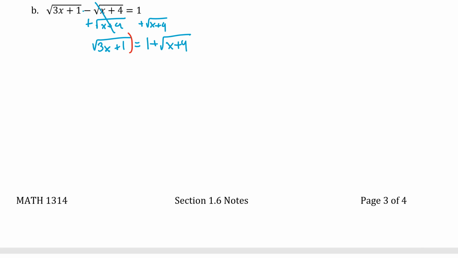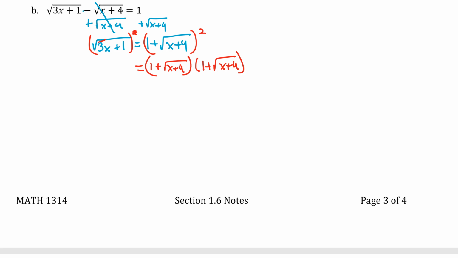These are square roots, so I'm going to square both sides. Be careful, I don't square each of these individually. I have to take this as an entire group. So what that's saying is I've got 1 plus the square root of x plus 4 times 1 plus the square root of x plus 4. So that means I'm going to end up having to FOIL these together.